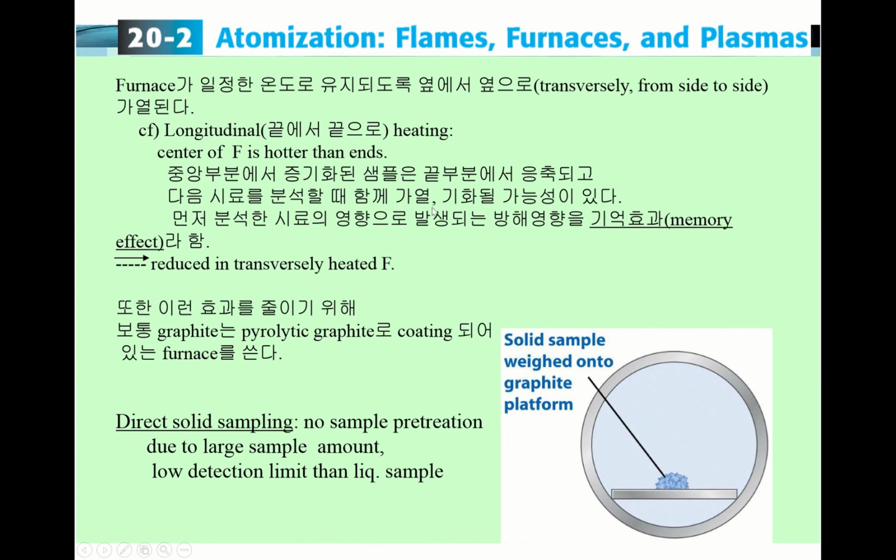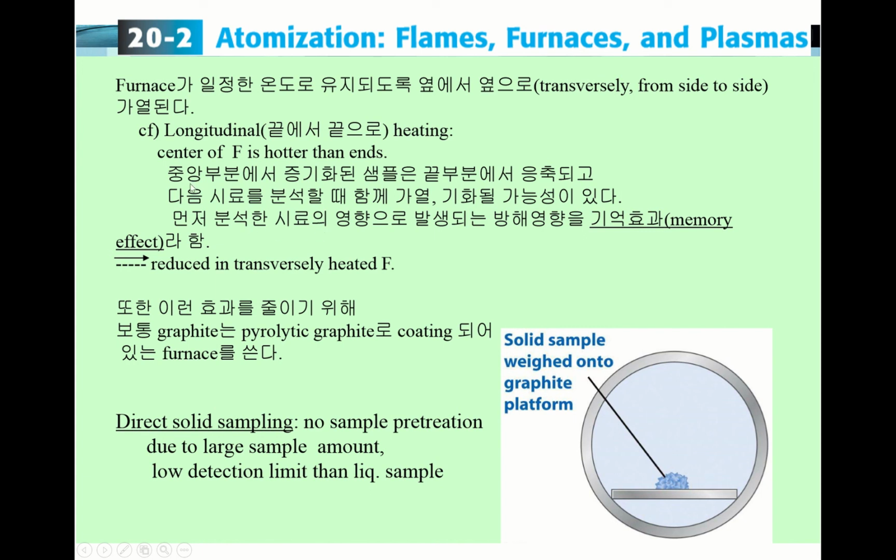Now let's consider atomization: flames, furnaces, and plasma. In order to maintain the furnace temperature uniformly, a transversely heated system may be employed. Transversely means from side to side. In the meantime, longitudinal heating is from end to end. With longitudinal heating, the center of the furnace is hotter than the ends. So that is not good.